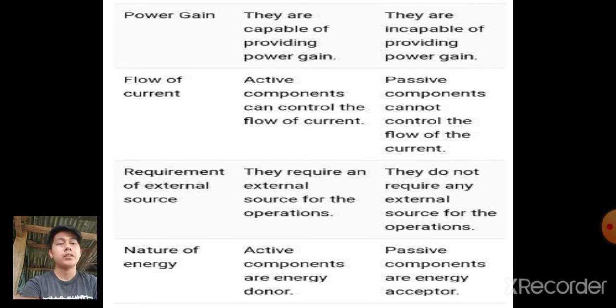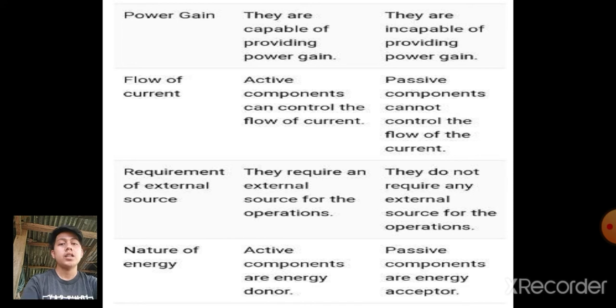The flow of current. Active components can control the flow of current. Passive components cannot control the flow of current. Can you see the difference, guys? Requirements of external source. Active components require an external source for the operations, while passive components do not require any external source for the operations.